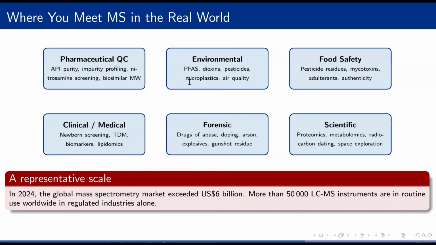Environmental applications have exploded in the last decade. The PFAS story, forever chemicals in drinking water, is driven entirely by LC-MS methods, with detection limits of 1 nanogram per liter. Dioxins, an EPA priority pollutant, are routinely measured by high resolution mass spec. Food safety is a major area, especially in countries with significant agricultural exports. Pesticide residues, mycotoxins like aflatoxins in peanuts and rice, and so on.